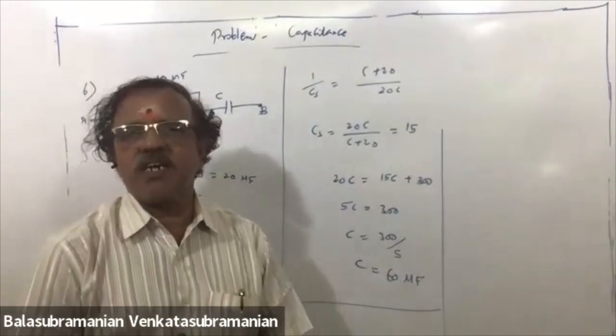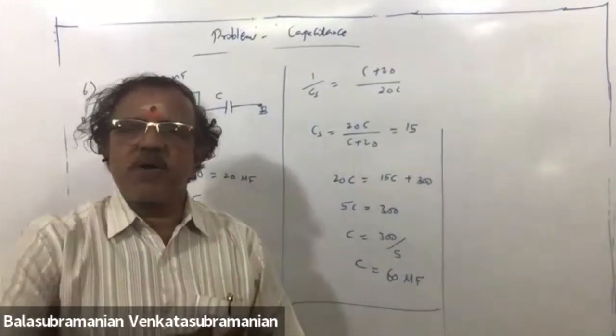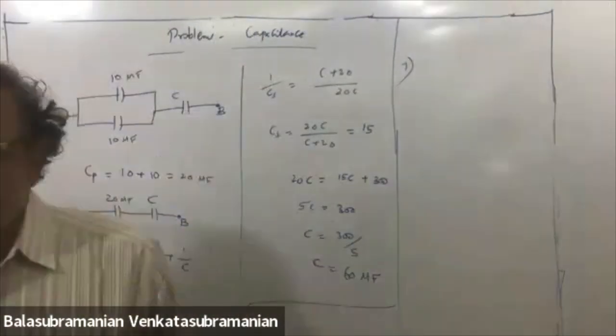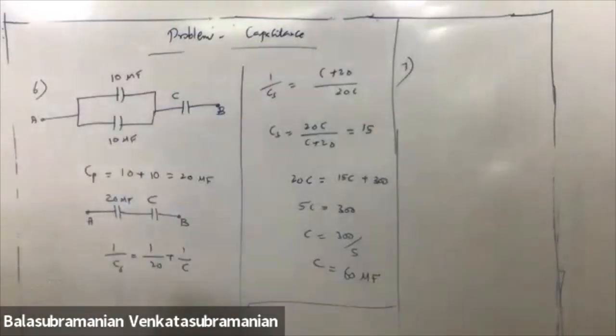Basic concept, if you understand, then step by step every problem you can do. Basic. Next, seventh problem. 4 capacitors are given as shown. Calculate the combination of the capacitors between P and Q. Find the value of each capacitor. Between P and Q, the 4 capacitors are connected. You have to calculate the value of each capacitor.